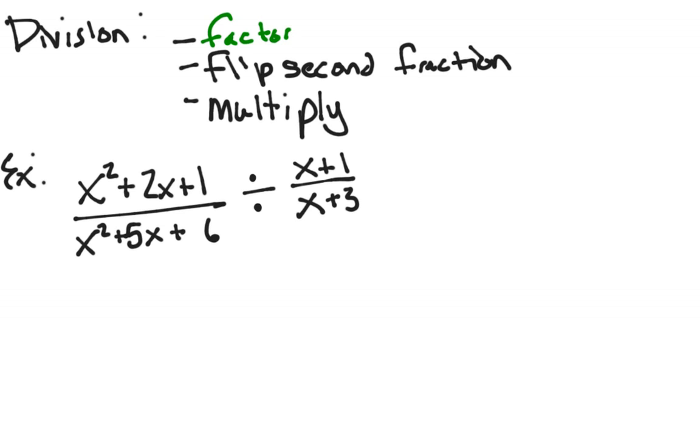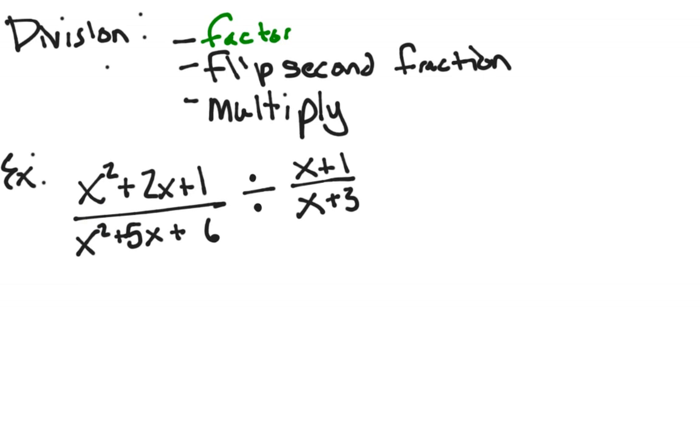So here I have an example, x squared plus 2x plus 1 over x squared plus 5x plus 6 divided by x plus 1 over x plus 3. And now I'm hoping that nobody is tempted to try to cross cancel or just cancel these two x squareds, because they realize there's addition happening, so we can't do any canceling yet. We need to change it so we have multiplication happening. And the way we're going to do that is by factoring.